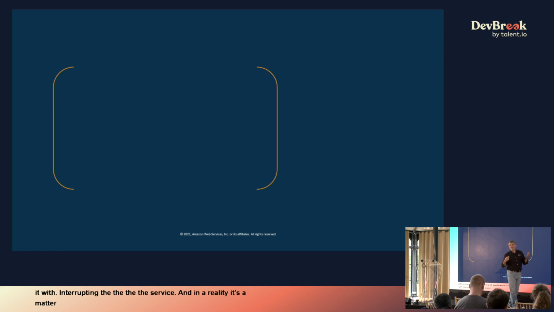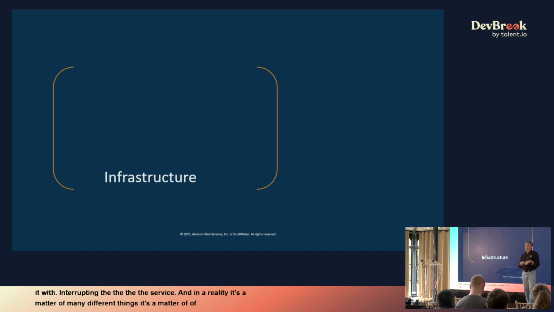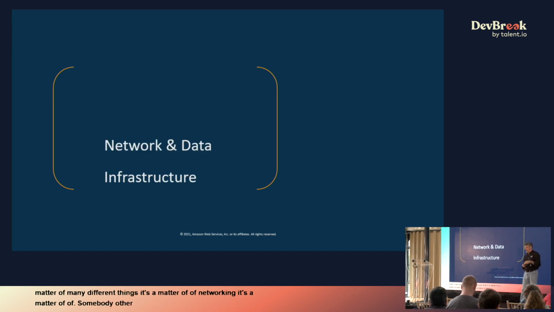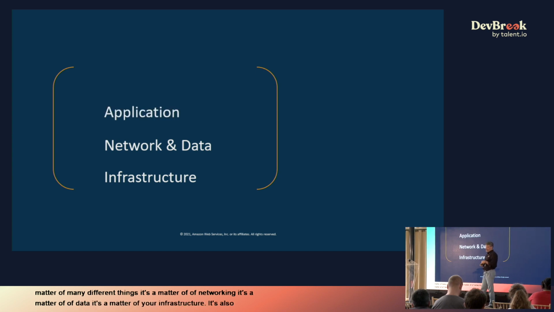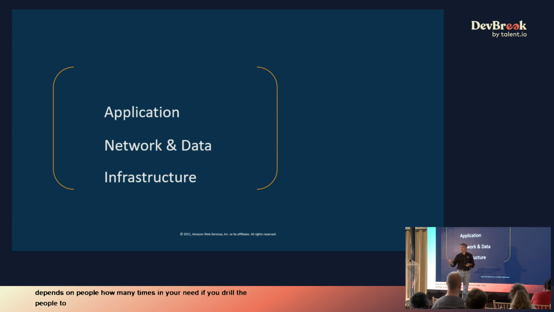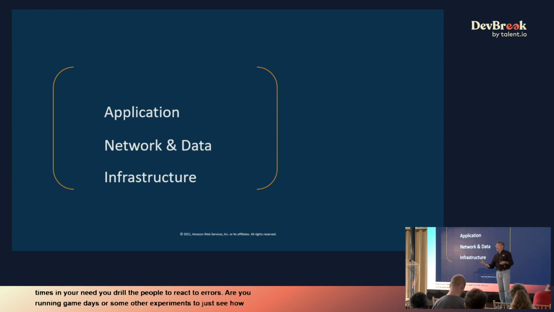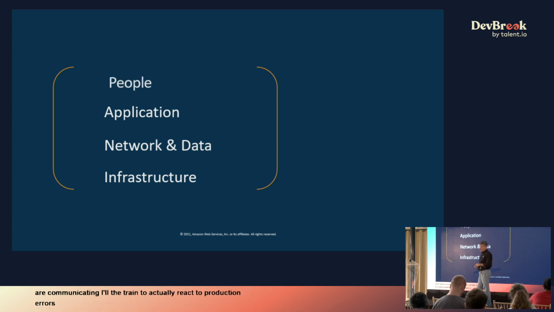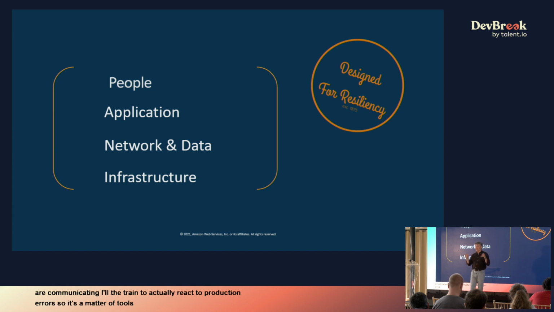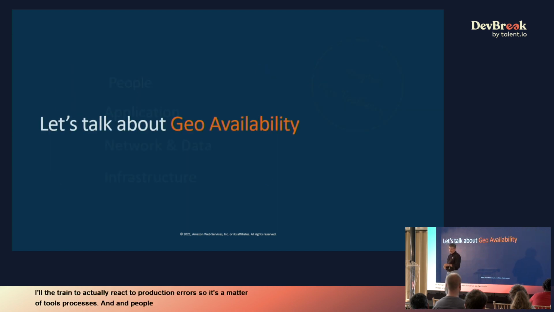And in reality, it's a matter of many different things. It's a matter of networking. It's a matter of your data. It's a matter of your infrastructure. It also, of course, depends on your application. That's what I'm going to talk about today. It also depends on people. How many times in your company did you drill the people to react to errors? Are you running game days or some other experiments to just see how the teams are communicating? Are they trained to actually react to production errors? So it's a matter of tools, processes, and people.